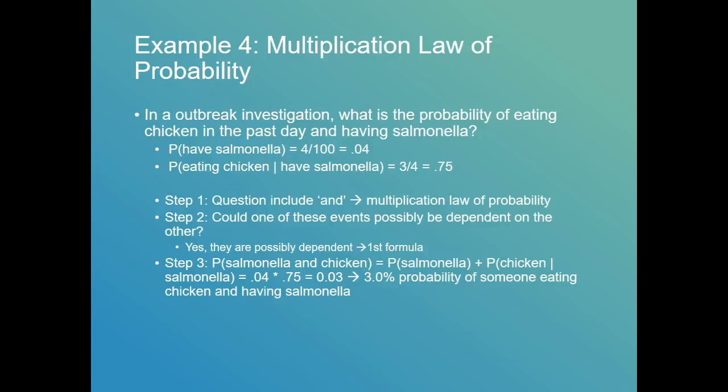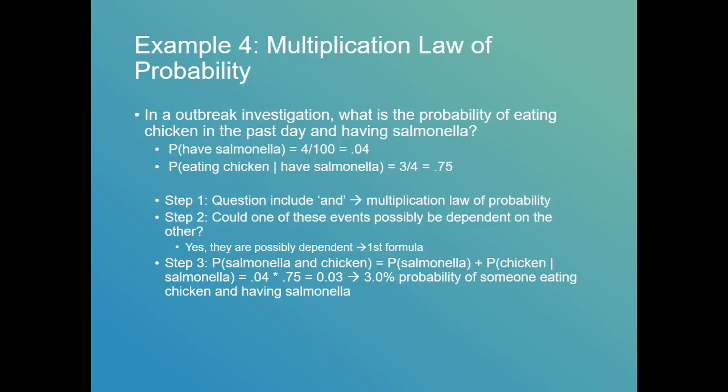If it includes "or," again, remember, we'll use the addition law of probability. Since this includes "and," we want to use the multiplication law of probability. Step 2, could one of these events be dependent on each other? Well, yes, because you could get salmonella from eating chicken. So there is a possibility that they're related. So we want to use that first formula.